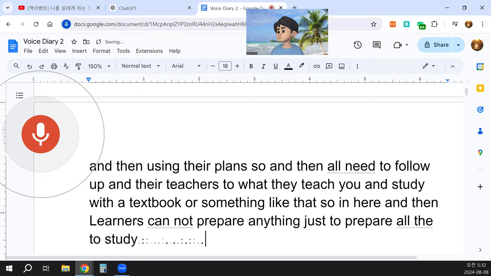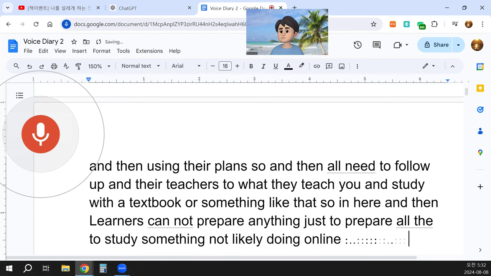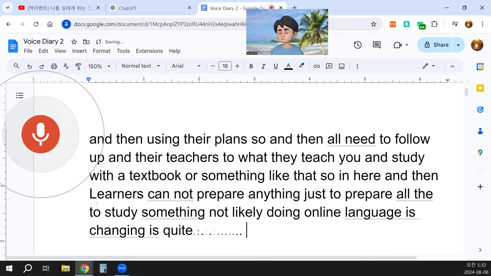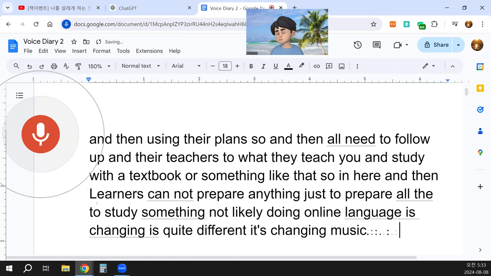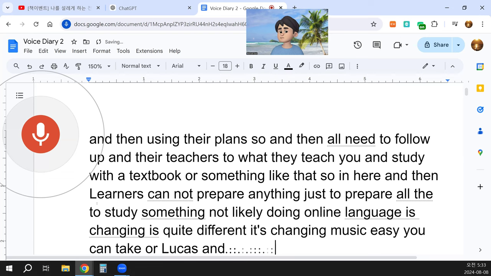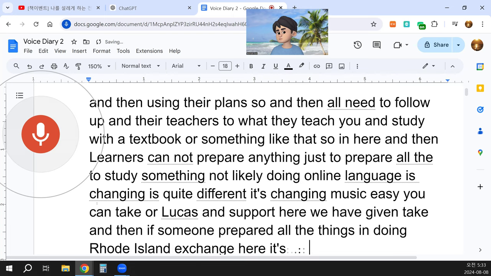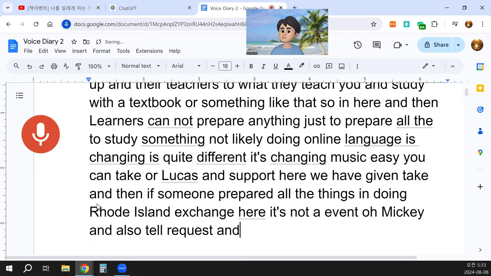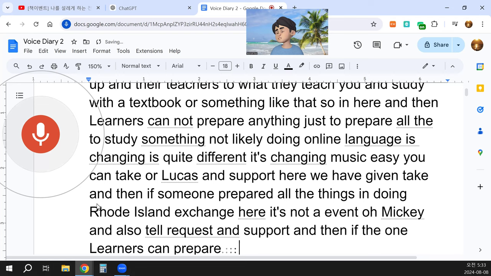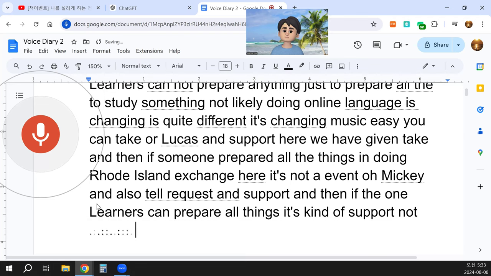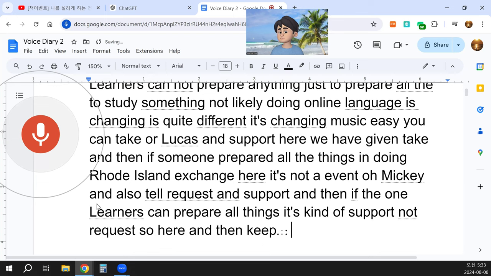Now, doing online language exchange is quite different. Exchange means give and take, or request and support. If someone prepares all the things in online language exchange, it's not give and take, only give. And if one learner prepares everything, it's support, not request. So here we have give and take, or request and support.